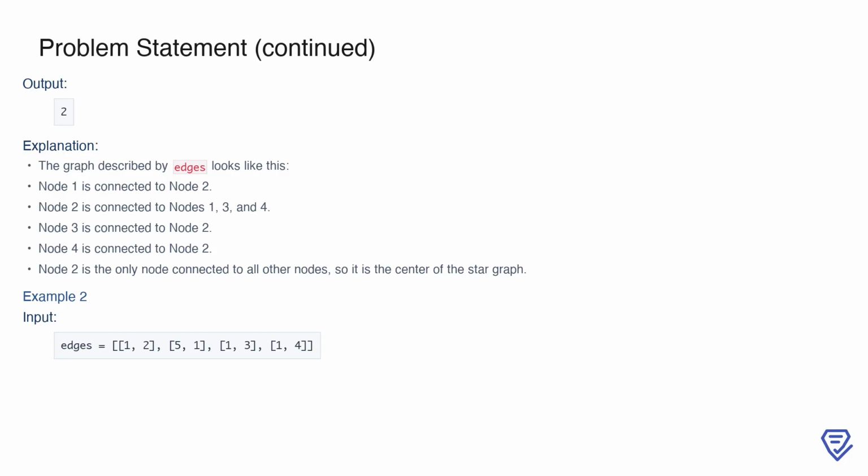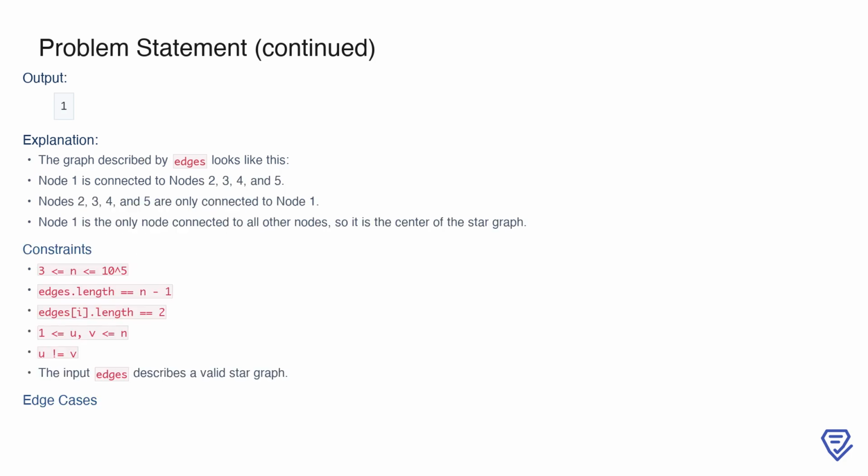This example illustrates how the center node can be identified by observing which node appears in multiple edges and connects to all others. Here's another example. If the input is edges equals [[1,2],[5,1],[1,3],[1,4]], the graph described by these edges has node 1 connected to nodes 2, 3, 4, and 5. The other nodes 2, 3, 4, and 5 are only connected to node 1 and not to each other. This makes node 1 the clear center of the star graph, as it is the only node with direct connections to all other nodes. The output for this example would be 1. These examples demonstrate the pattern of identifying the center node by analyzing the connections in the graph.